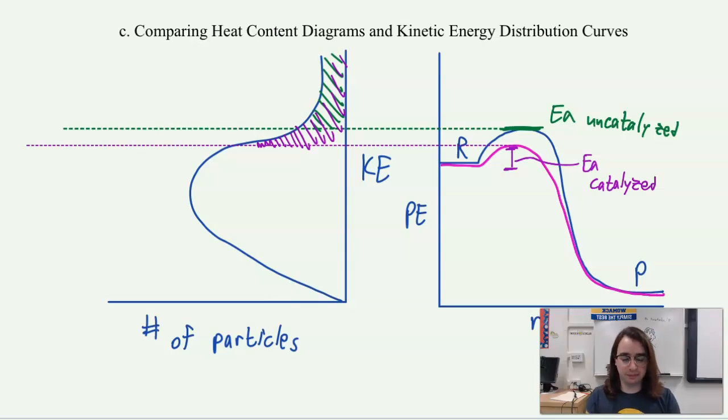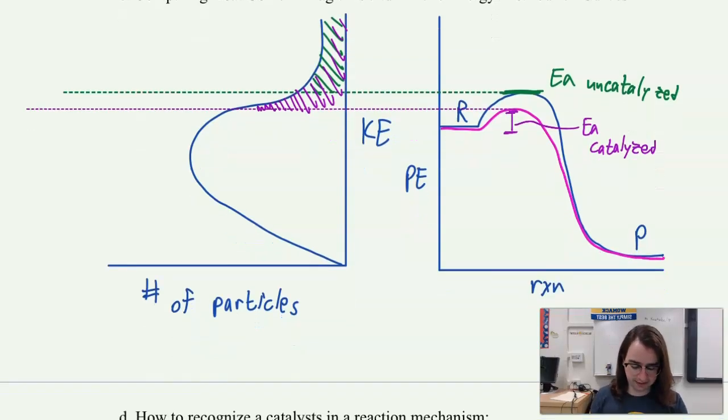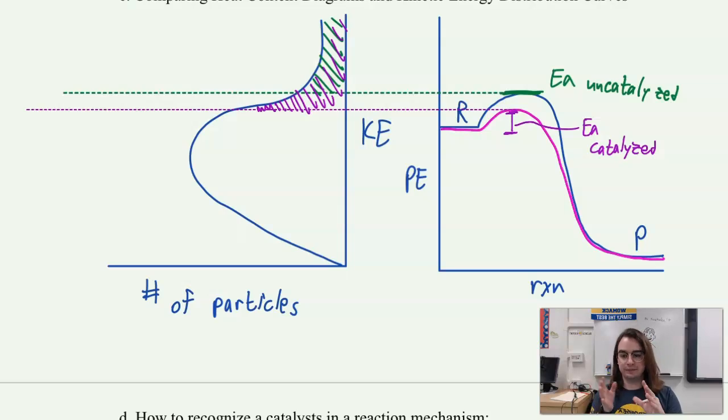There's something that I want you to keep in mind though with both of these graphs. Do you notice that with both the kinetic energy distribution curve and with the heat content diagram, the overall energy involved in the reaction does not change? The delta H for this reaction is not affected. It is the same for both. It's really important for you to keep that in mind, that the catalyst has nothing to do with the overall energy involved in the reaction.